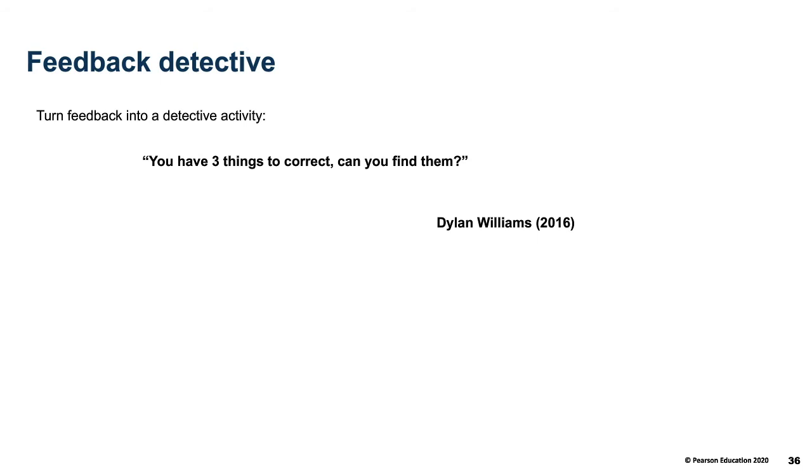I usually say you have to find 3 mistakes in their work, or tell them how many mistakes they've made, and they then have to give it back to their partner, who has to then find and correct those mistakes. Now, what this does is a couple of things.